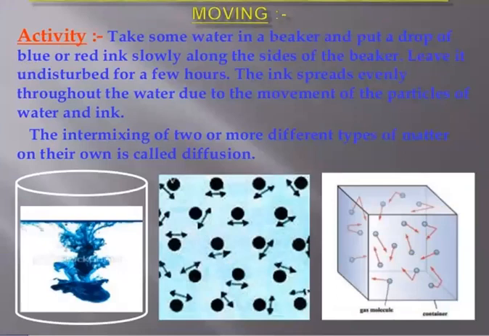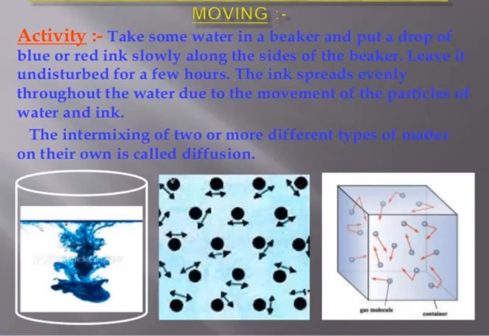Activity 3. Take some water in a beaker, put a drop of blue or red ink slowly along the sides of the beaker, and leave it undisturbed for a few hours. The ink spreads evenly throughout the water due to the movement of particles of both water and ink. This shows that particles of matter are continuously moving.